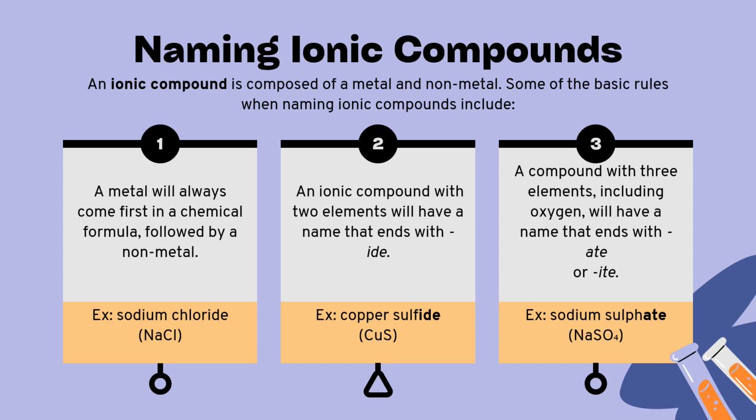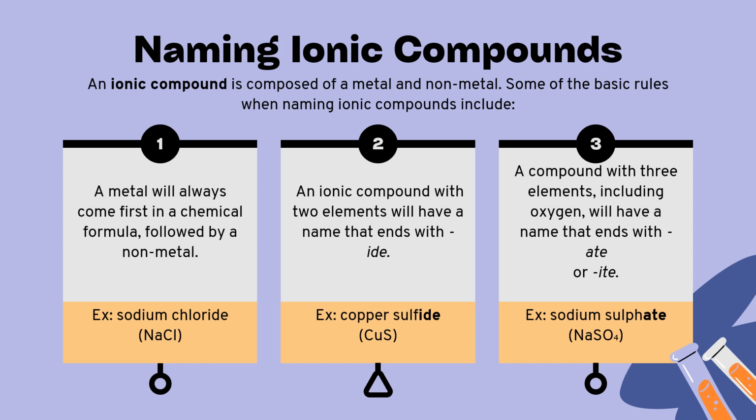Now naming ionic compounds. An ionic compound is composed of a metal and a non-metal. Some of the basic rules when naming ionic compounds: here the first rule is a metal will always come first in the chemical formula, followed by the non-metal. First metal and then non-metal. Example is sodium chloride, that is NaCl. Here sodium is the metal and chlorine is the non-metal.